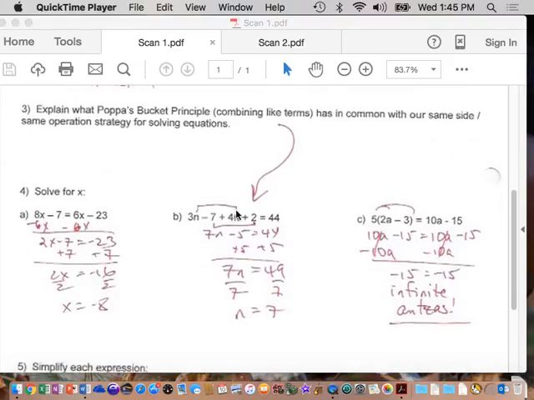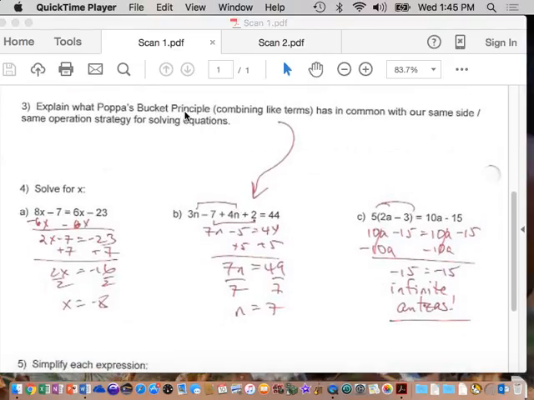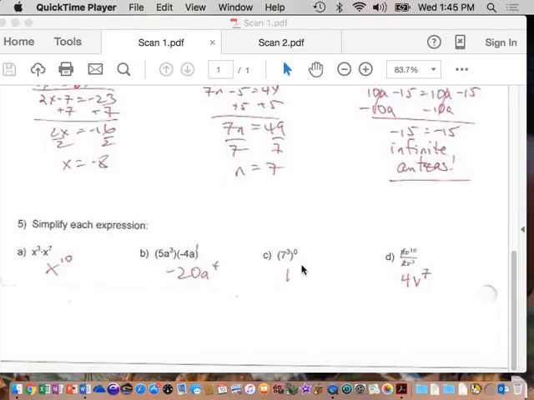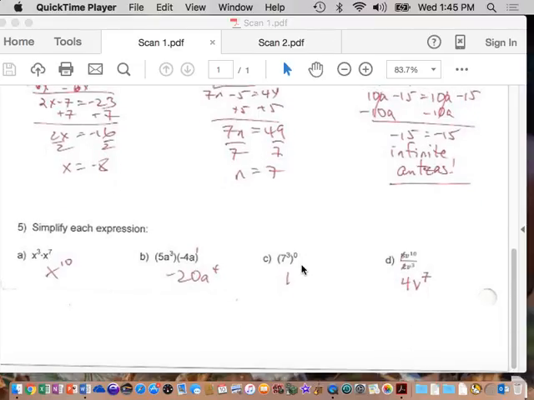And here's the equations. How is Papa's bucket principle or combining like terms the same here? Well, that's what you're doing on this side. You're getting all your n's together and you're getting all your numbers together. So you are combining like terms. So all year long, when I've been saying same side, same operation, I could have been saying combine like terms. It's the same exact thing. And then here's a little bit of review work as well for next year, and also your final exam.